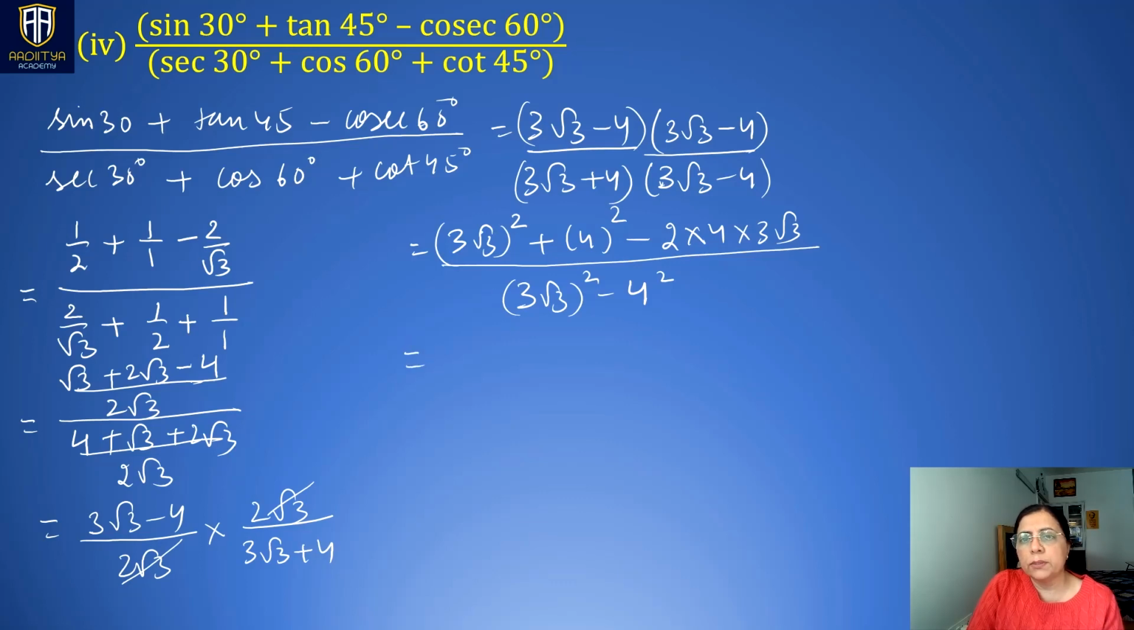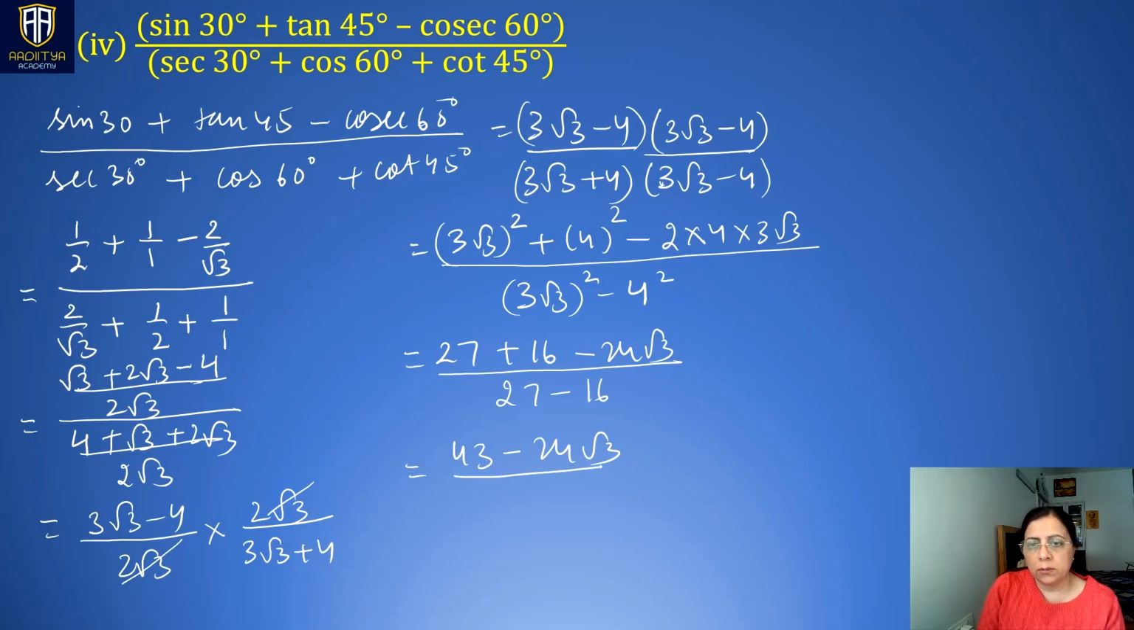Now we open this. This is 3 square, 9 3s are 27. 4 square is 16 minus 4 2s are 8, 3s are 24 root 3. In the denominator we have 27 minus 16, right? So this is 43 minus 24 root 3, and then we have 27 minus 16, which is 11. So this is the final answer, right?